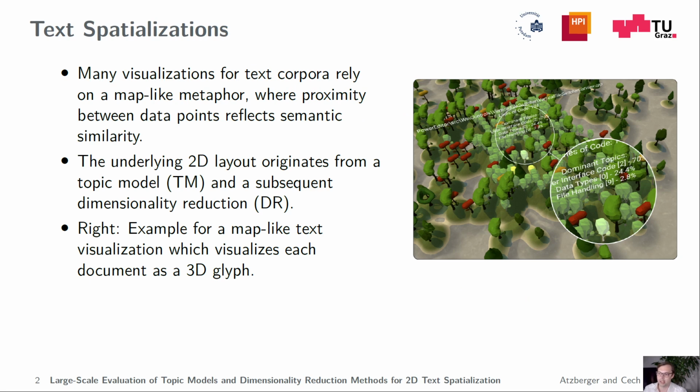Many visualizations for text corpora rely on a map-like metaphor where the proximity between the data points reflects the semantic similarity of the documents. Their underlying 2D layout originates from a topic model, for example, latent Dirichlet allocation or latent semantic indexing, and a subsequent dimensionality reduction like t-SNE.